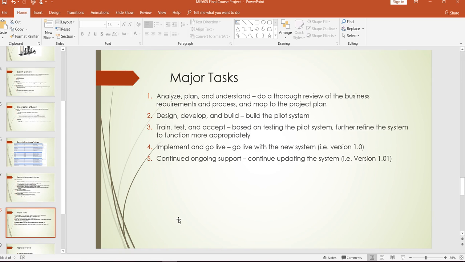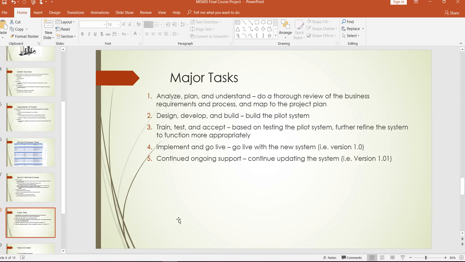And then finally, what are the major tasks? I took a development approach here. To get this system up and running, there are 5 major things. First, you want to analyze, plan, and understand the system that you need. So you should have a thorough review of the business requirements in the process and map those to the project plan. Second, you should design, develop, and build the system. Third, you're going to train, test, and accept it, and then further refine it based on those tests that you ran.